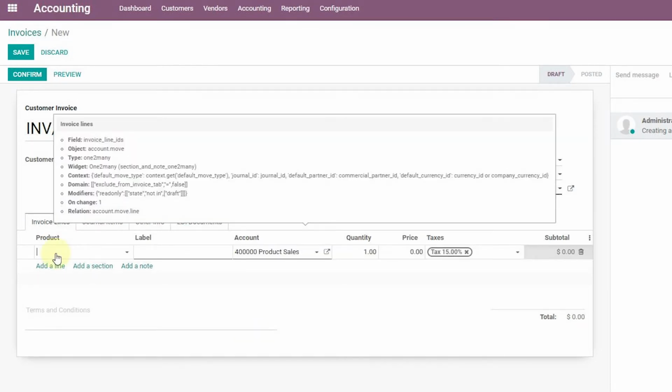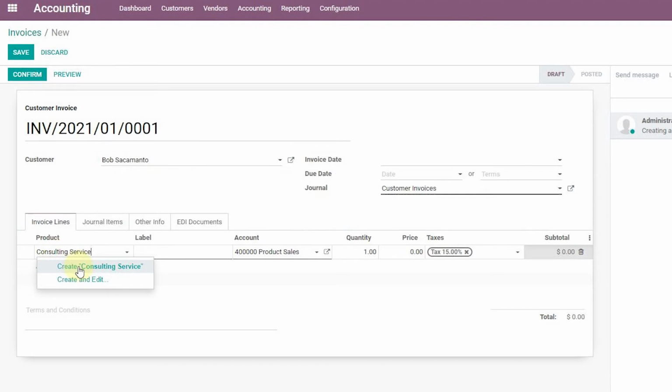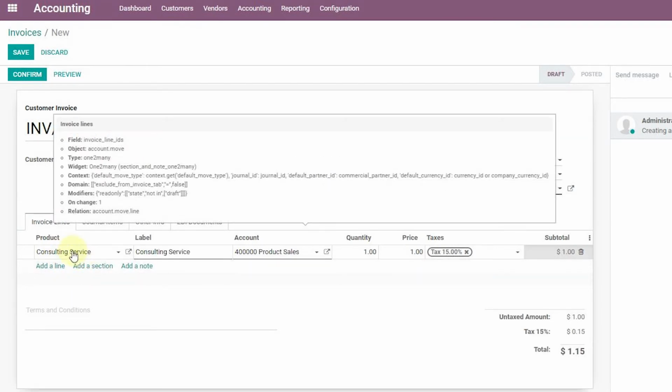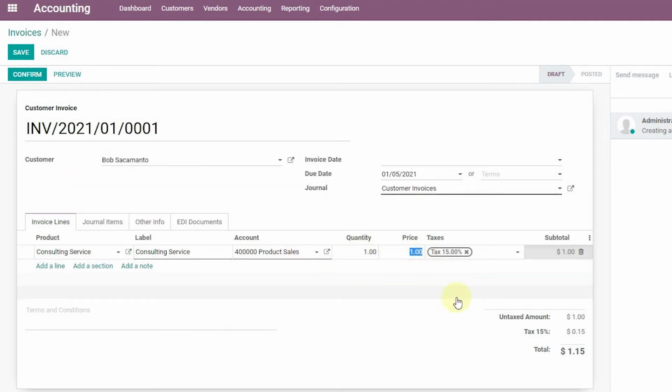I'm going to make a product, and let's say we're going to sell a consulting service, and I'm going to create that service right here. That creates a product on the fly, and a label here, and this is inconsequential to accounting. Now notice here, however, it says Account and gives us Product Sales and a number. So this is the first real indication of something to do with accounting. We can see the account number and the product sales. Let's go ahead and do this for $100, just like that.